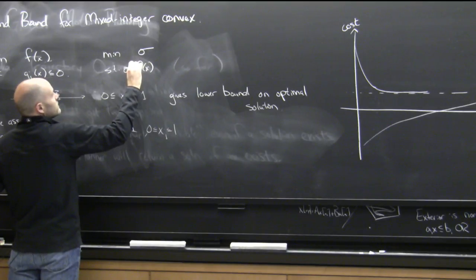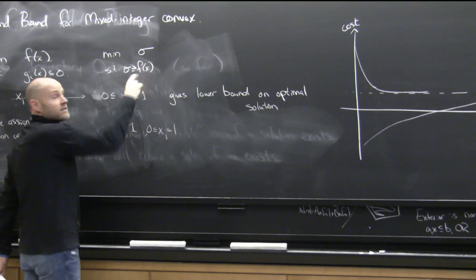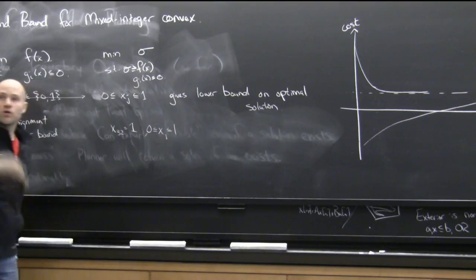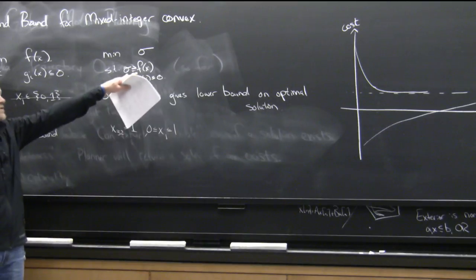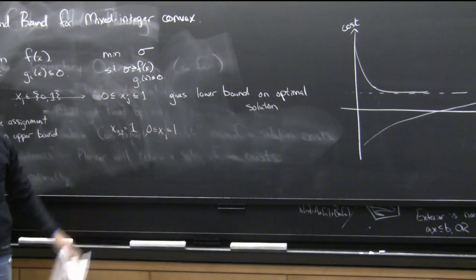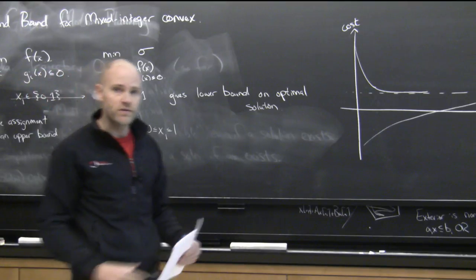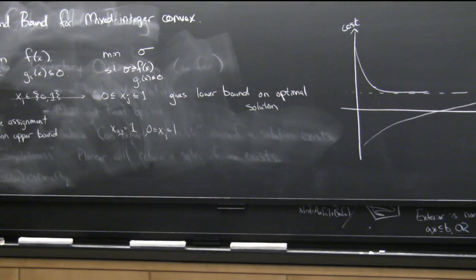Lambda is greater than or equal to f of x, and then g_i of x has to be equal to 0. And you push down on that, so you can play all the same tricks. This would be a slack variable. Good questions. Awesome. Okay.